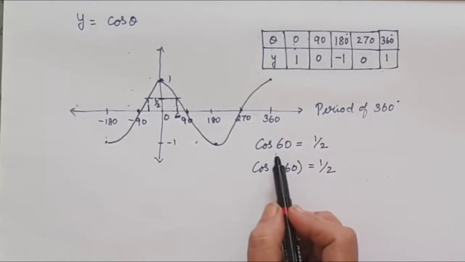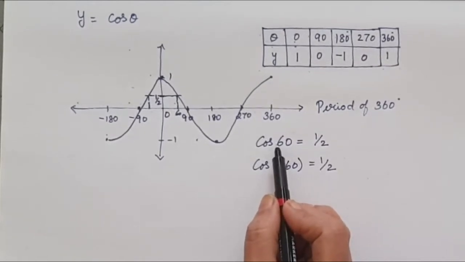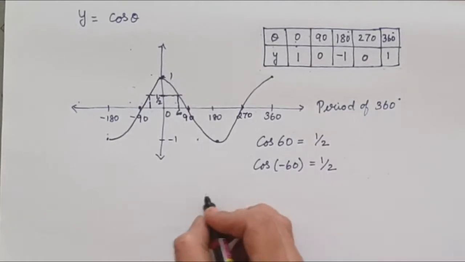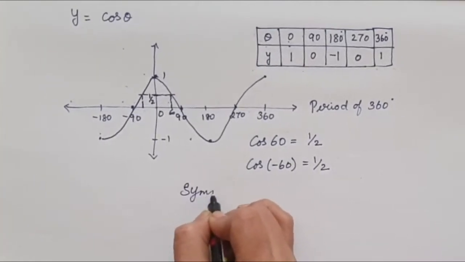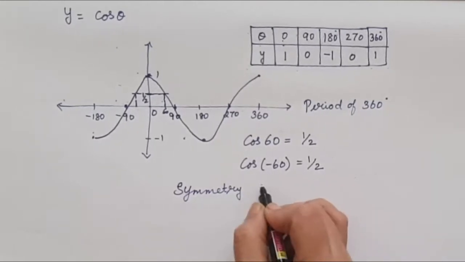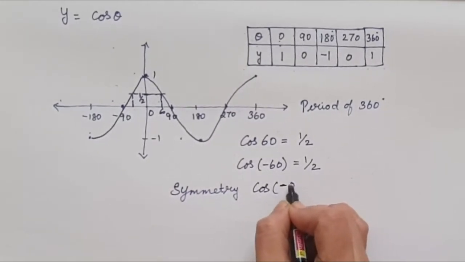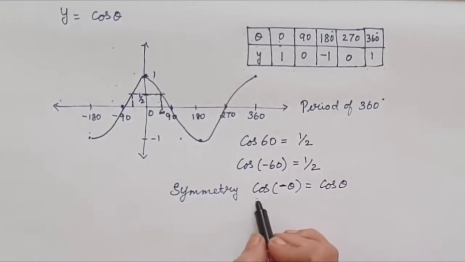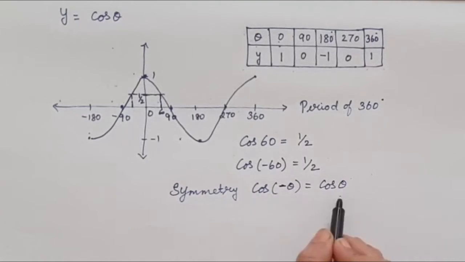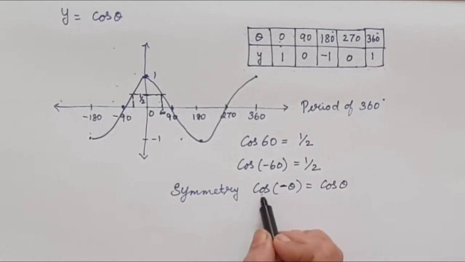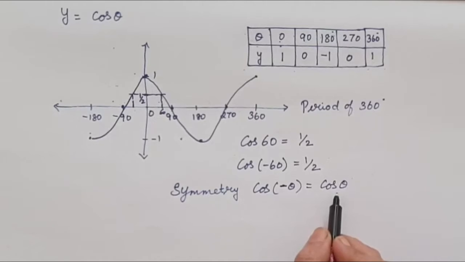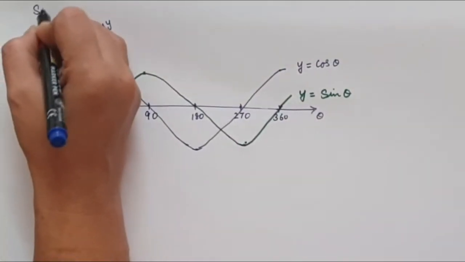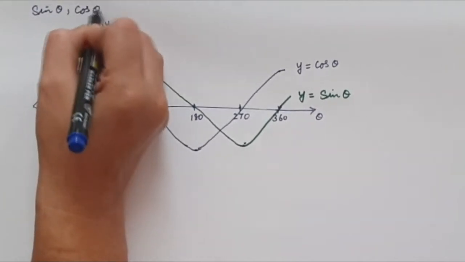So whichever value of cos it is, cos of 120 and cos of minus 120 will give us the same answer. So we have a symmetry property here for cos: cos of negative theta is equal to cos theta. For sine, we had a symmetry property as sine of 180 minus theta equal to sine theta, but for cos, cos of negative theta is equal to cos theta. Before going on to the tan curve, let us see the relationship between the sine curve and the cos curve.